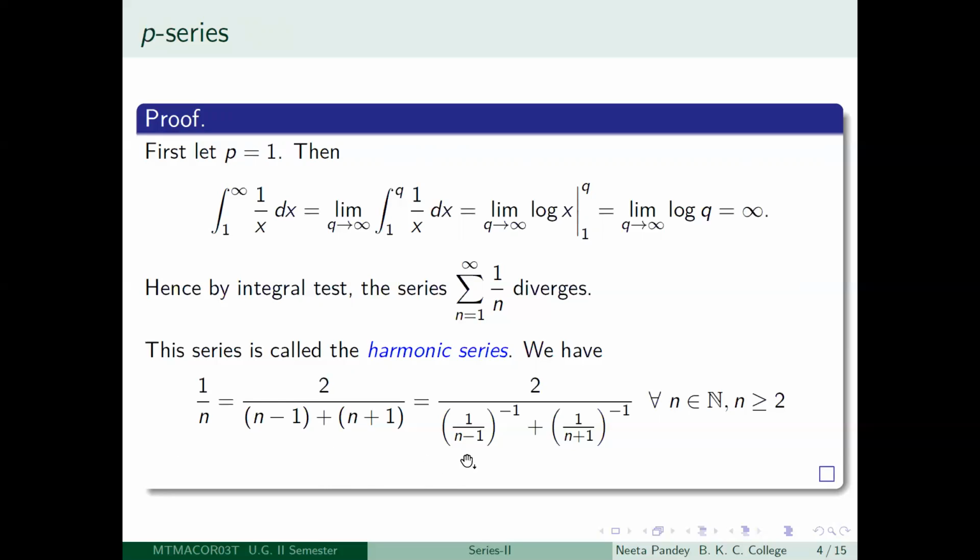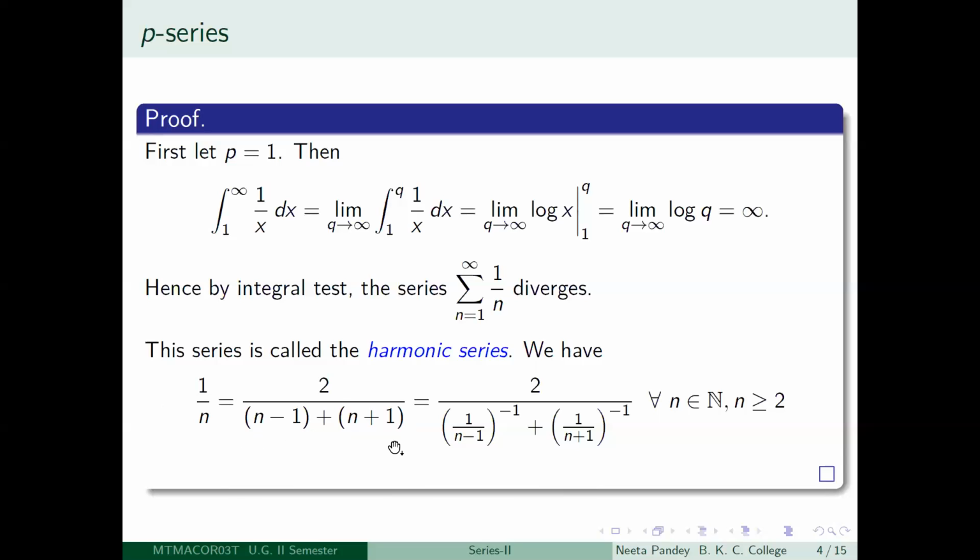Succession will not cause a problem, but if you want precision, that is a term which is preceding it, then you have to start with the second one, right? So suppose you consider 1 by n, where n is greater than or equal to 2, then it is not difficult to see that this is actually equal to 2 divided by n minus 1 plus n plus 1, right? Minus 1 and plus 1 cancel out, so you do get 1 by n.